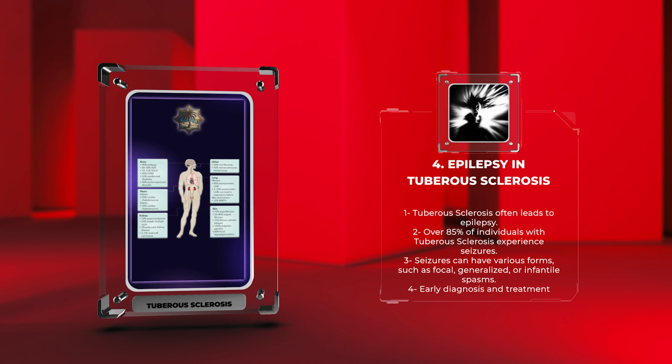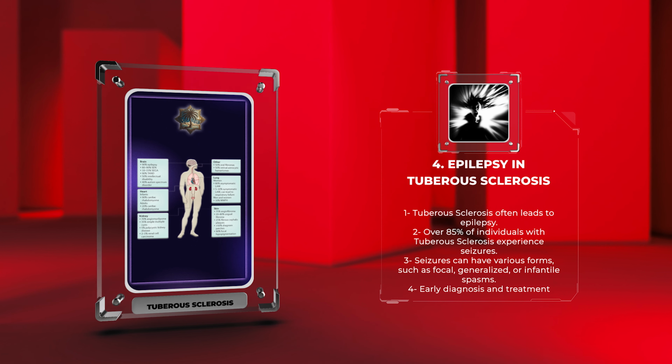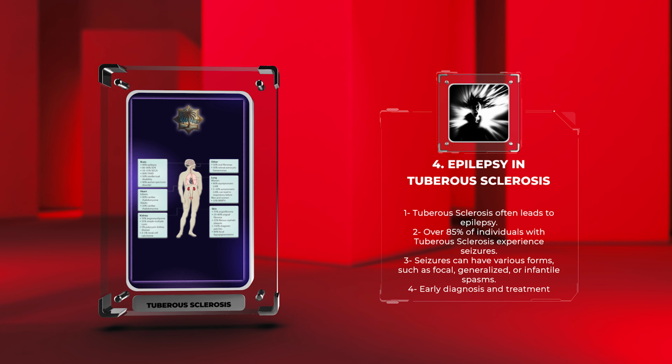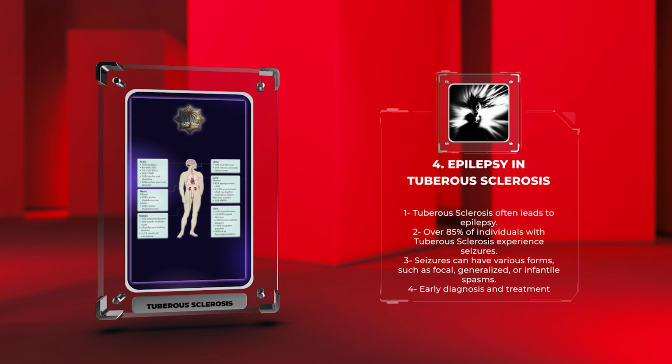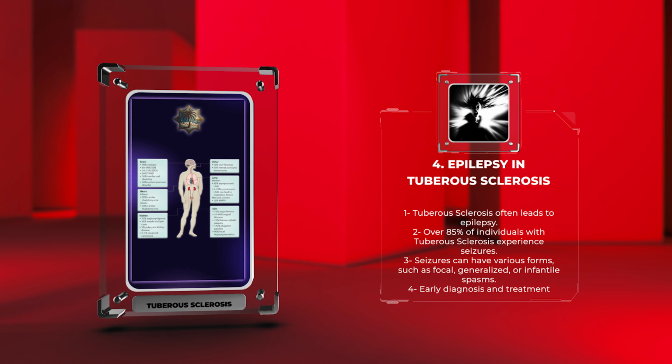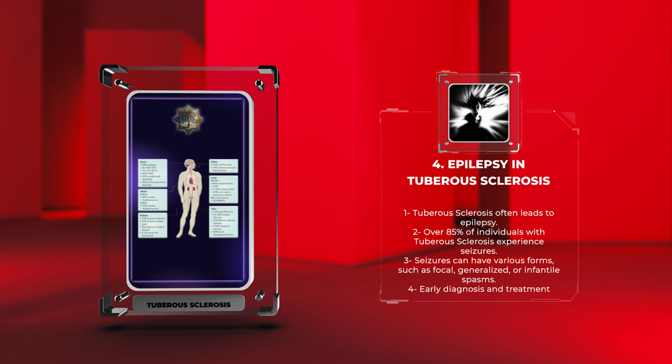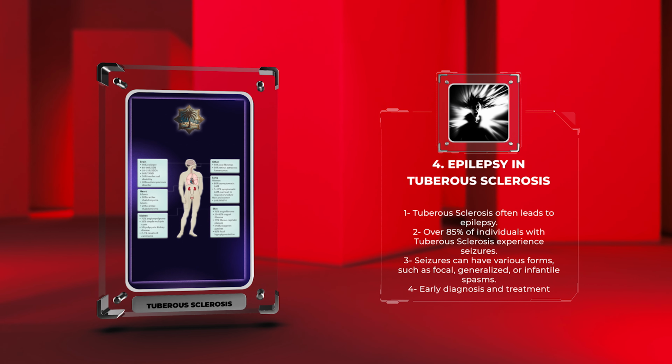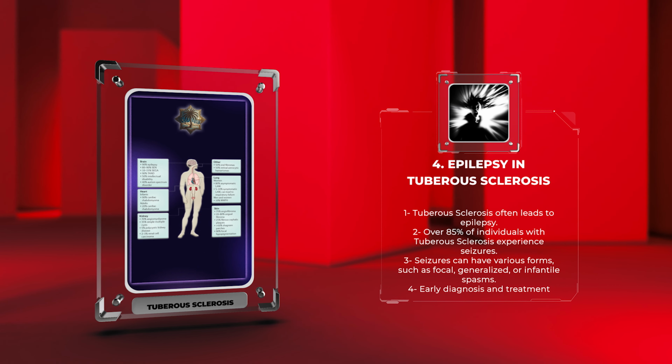These seizures can have various forms, such as focal, limited to a specific area of the brain, generalized, affecting the entire brain, or infantile spasms. Diagnosing and treating epilepsy early is essential to minimize developmental delays and cognitive impairments associated with tuberous sclerosis. Proper management of epilepsy in individuals with tuberous sclerosis is crucial for improving patient outcomes.